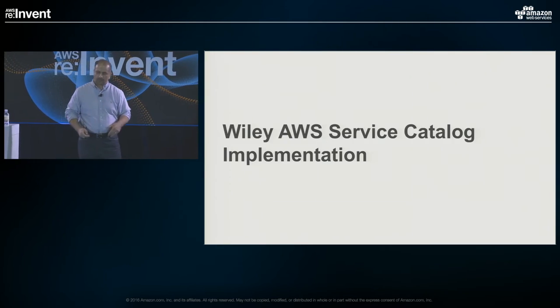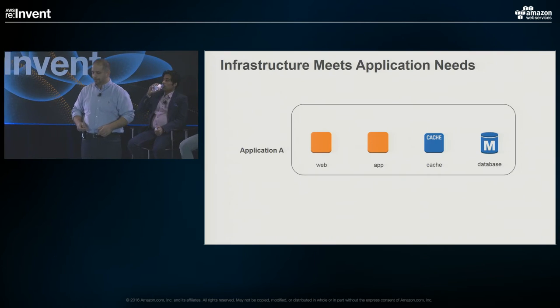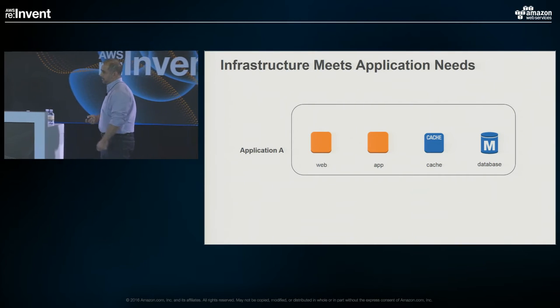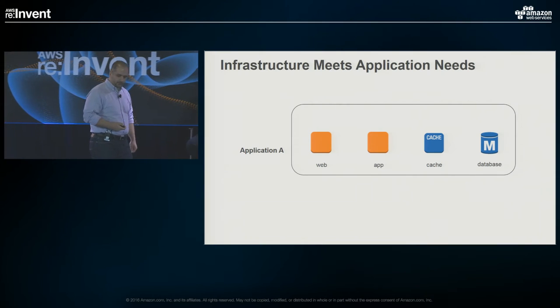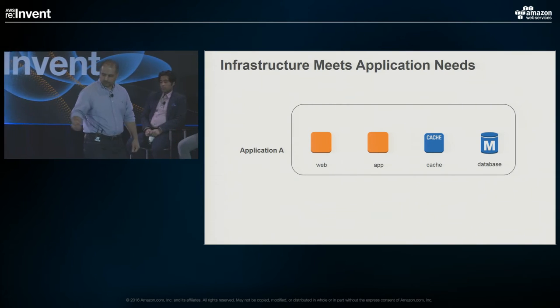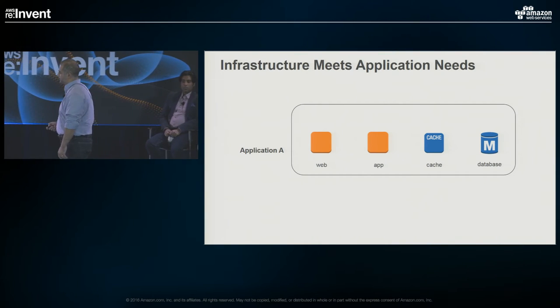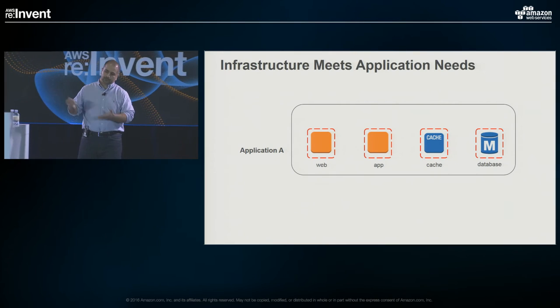So how do we go about implementing Service Catalog, now that we went over why we picked it? Let's start with the infrastructure. We built the infrastructure so it meets the application needs, an AWS best practice. A standard enterprise app has four tiers: web, app, cache, database. You've probably seen it before in many of our slides. So we decided to build the infrastructure in AWS to meet the application needs.